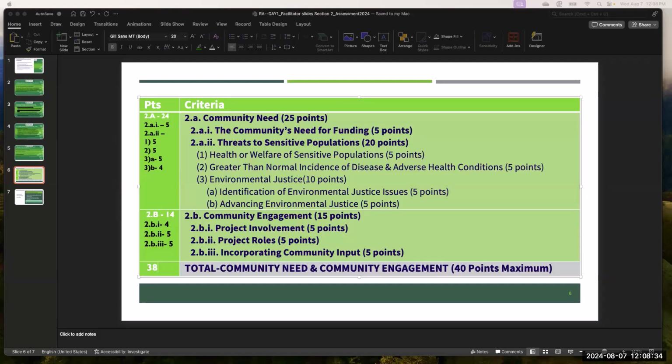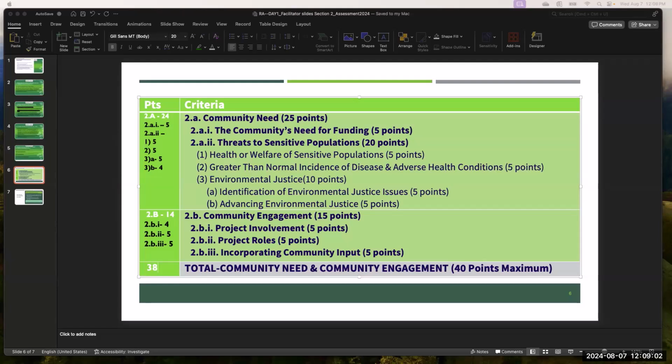For community engagement, for project involvement, we gave them 4 out of 5 points there as well. They received 4 out of 5 points because they listed partners, but we would have liked to see them explain their roles and how they impacted the target area, a little more detailed descriptions for each partner. We thought that was kind of lacking there in that section.